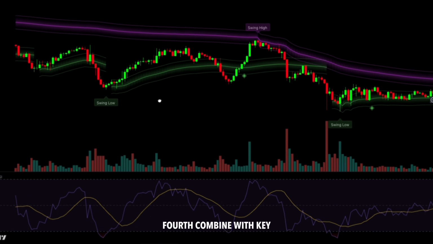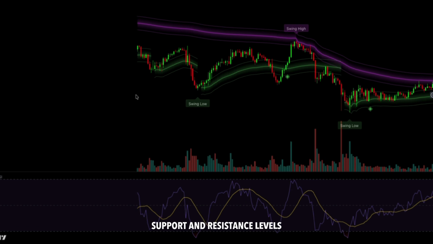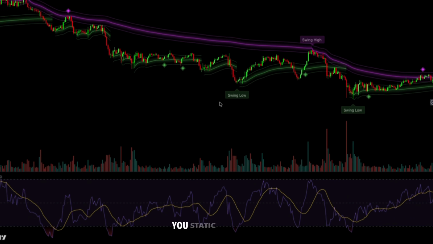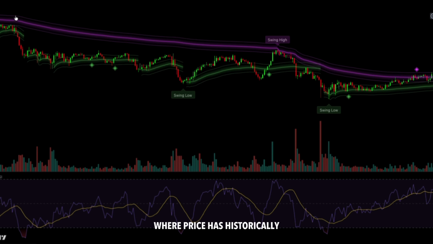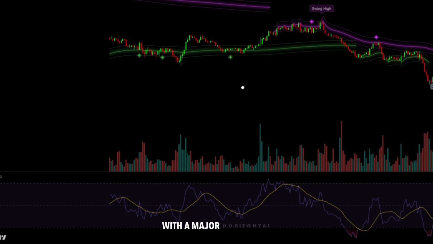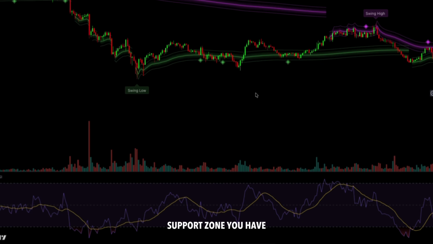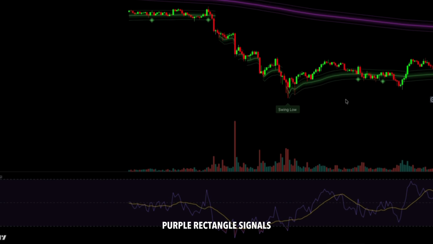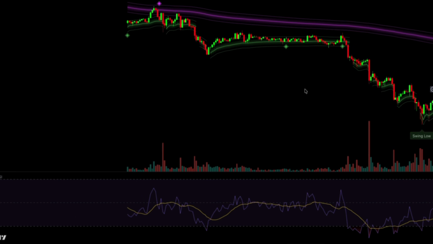Fourth, combine with key horizontal support and resistance levels. The bands show you dynamic structure, but horizontal levels show you static structure where price has historically reacted. When a green rectangle signal appears at the lower band and that level coincides with a major horizontal support zone, you have confluence. The same applies for purple rectangle signals at horizontal resistance.